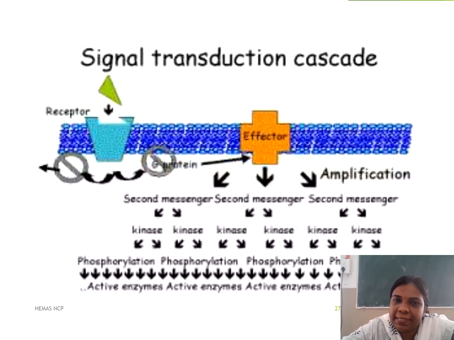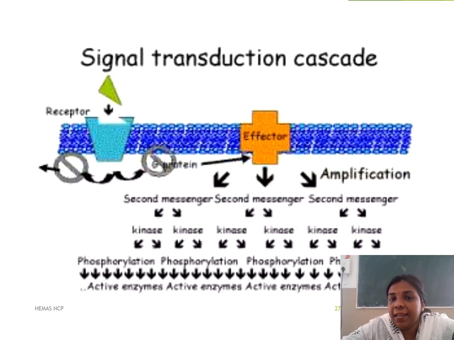So the first step is the ligand binding to the receptor. The receptor changes shape and becomes activated. Second is the activation of the G protein. The activated receptor stimulates the G protein, and the G protein carries the signal to the effector enzyme. Step 3, effector activation: the effector enzyme becomes active and produces the secondary messengers.